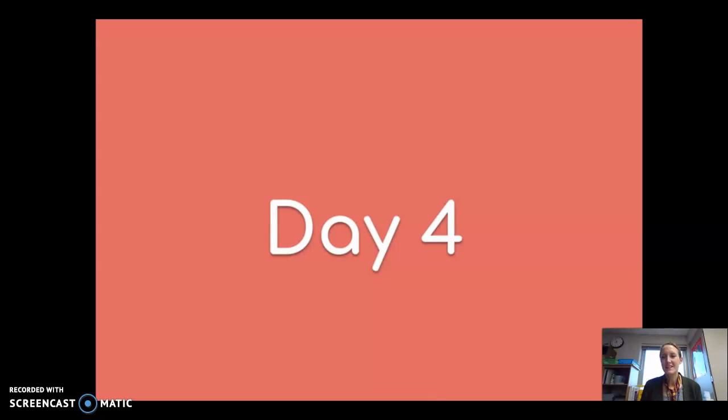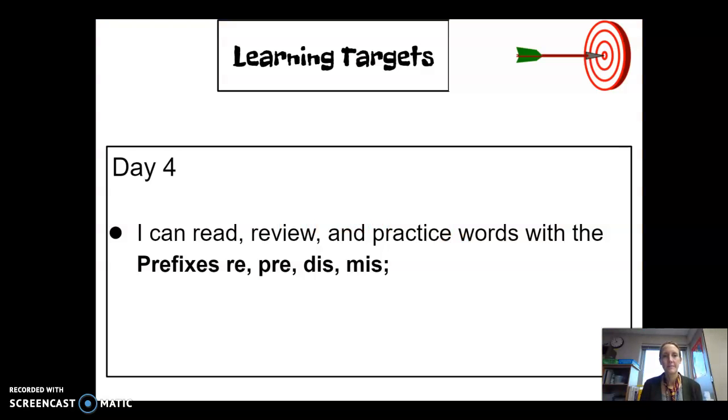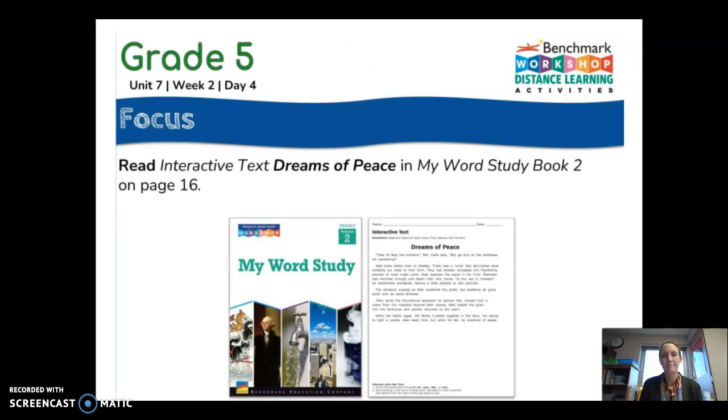Welcome to day 4 of our phonics and word study work. We're continuing with our focus on prefixes re, pre, dis, and mis. So pay close attention to those when we're reading today.